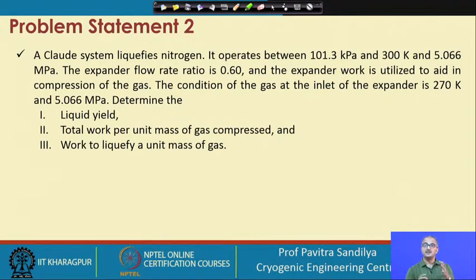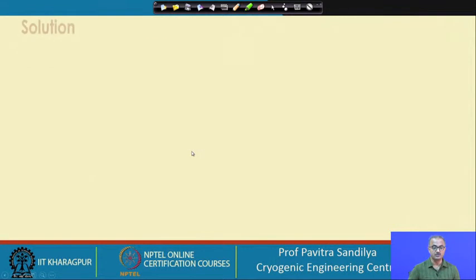That means the work obtained from the expander is also being used in the compressor. Effectively, we are able to reduce the external work requirement to run the compressor. If we are not utilizing the turbine or expansion engine work to drive the compressor, then the compressor work will remain the same as in the simple Linde-Hampson system. The condition of the gas at the inlet of the expander is 270 K, and we have to determine the liquid yield, the total work per unit mass of gas compressed, and the work to liquefy a unit mass of gas. Now let us do all these things.